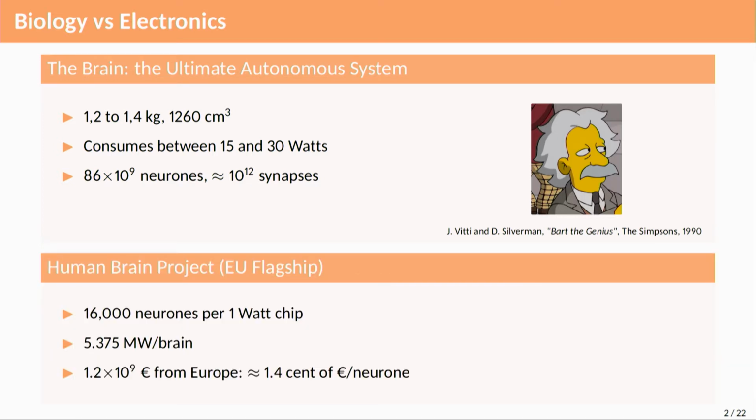If you look now at how we can emulate the behavior of the brain, we can get a clue of what it costs by looking at the Human Brain Project, an EU flagship project trying to simulate how the brain works. People there have been developing a chip that contains 16K neurons and consumes a watt. So if you multiply that by the number of neurons in the brain, you will need something like 5 megawatts of power per brain.